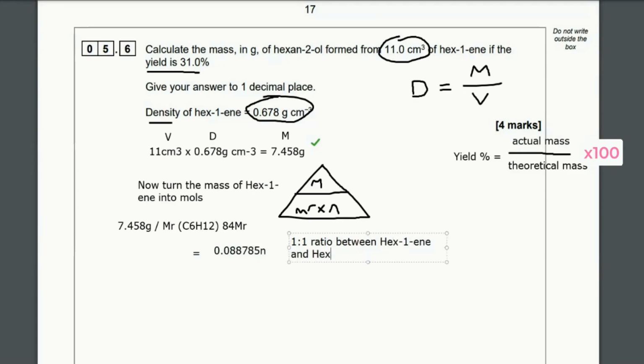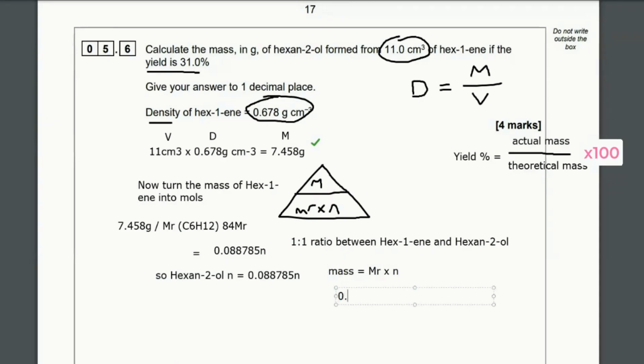Now there's a 1-to-1 ratio between the reactant, which is the hex-1-ene, and the hexan-2-ol. So that means if we have 0.088785 moles, we should get the exact same amount of hexan-2-ol. So we should have 0.088785 moles of hexan-2-ol as well, in theory, if everything has gone perfect with our experiment.